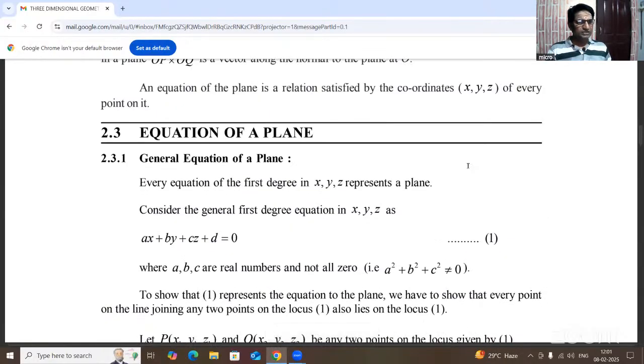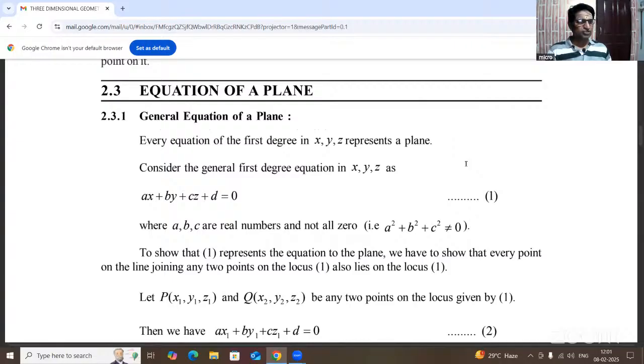Now, what is the equation of a plane? Just see this one. The general equation of a plane: every equation of the first degree in x, y, z represents a plane. That is the first degree equation, because each and every degree is 1 in the coordinates of the point. Here ax plus by plus cz plus d equal to 0.